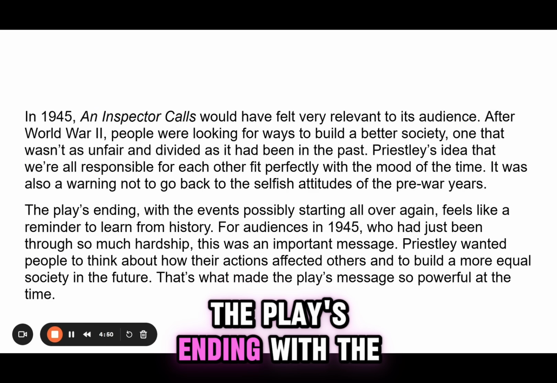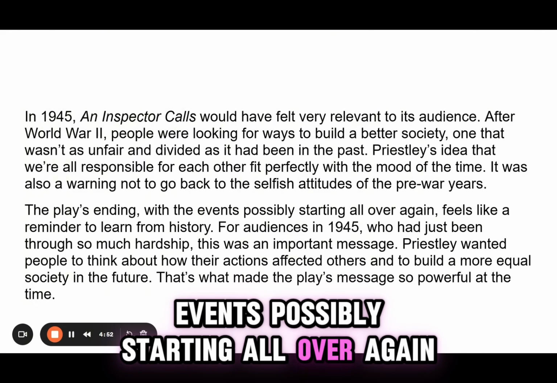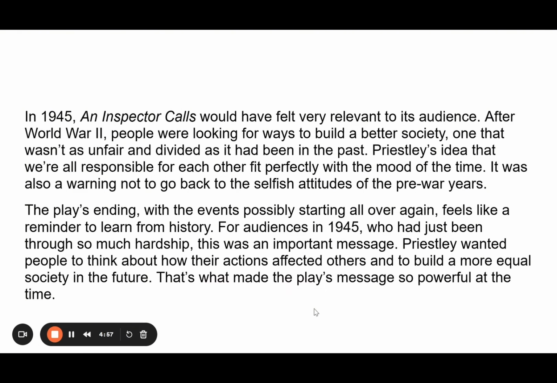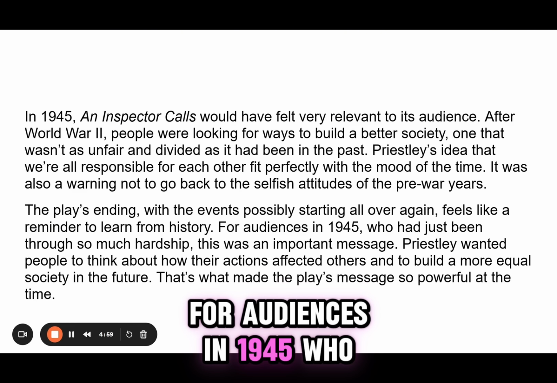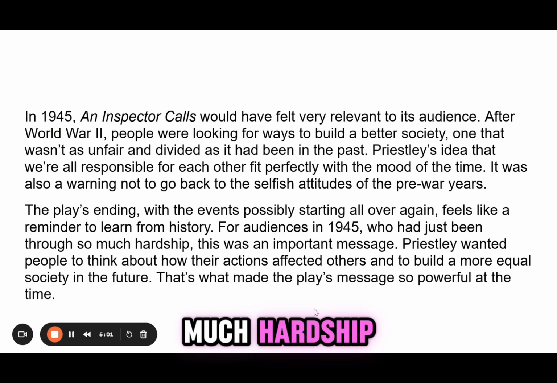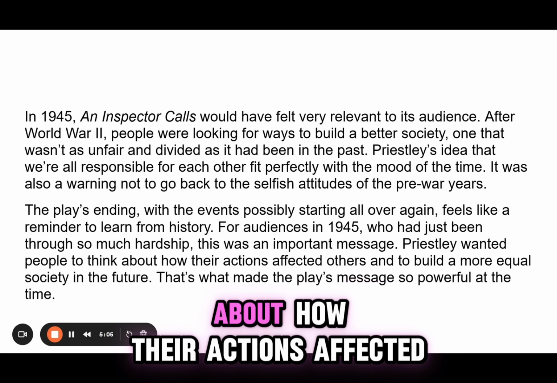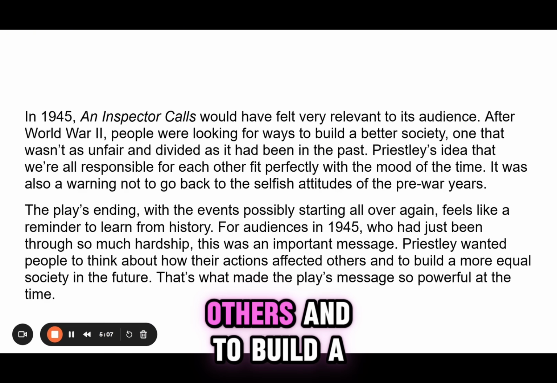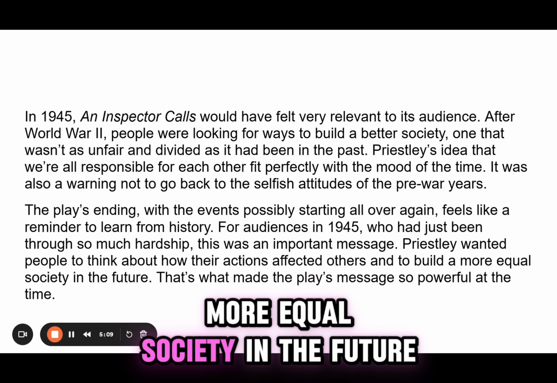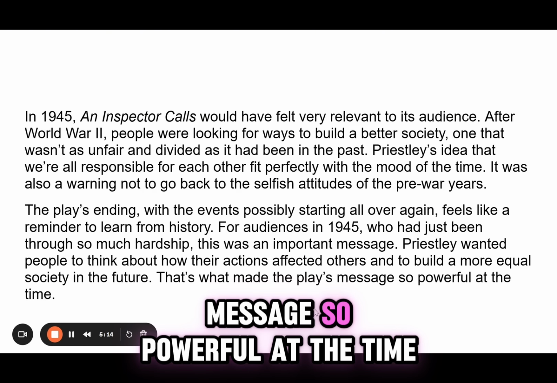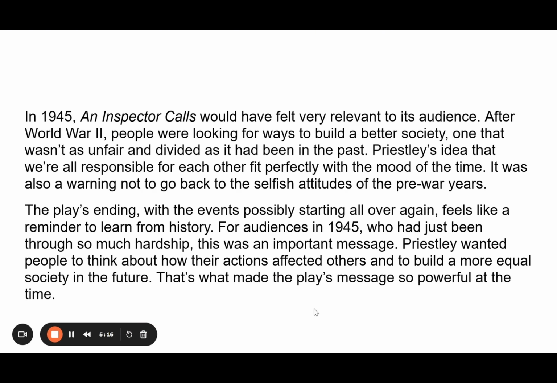The play's ending, with the events possibly starting all over again, feels like a reminder to learn from history. For audiences in 1945 who had just been through so much hardship, this was an important message. Priestley wanted people to think about how their actions affected others and to build a more equal society in the future. That's what made the play's message so powerful at the time.